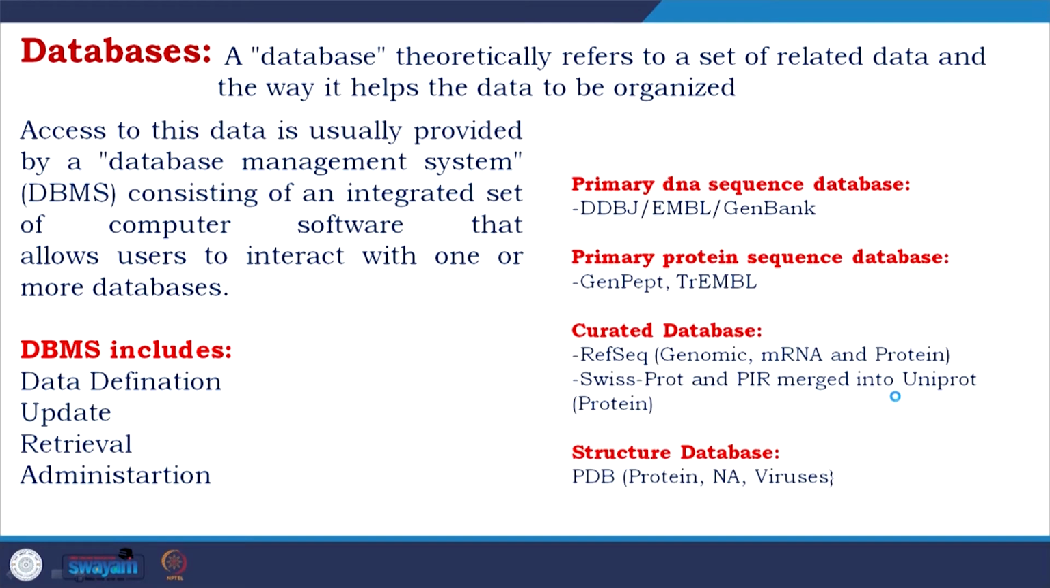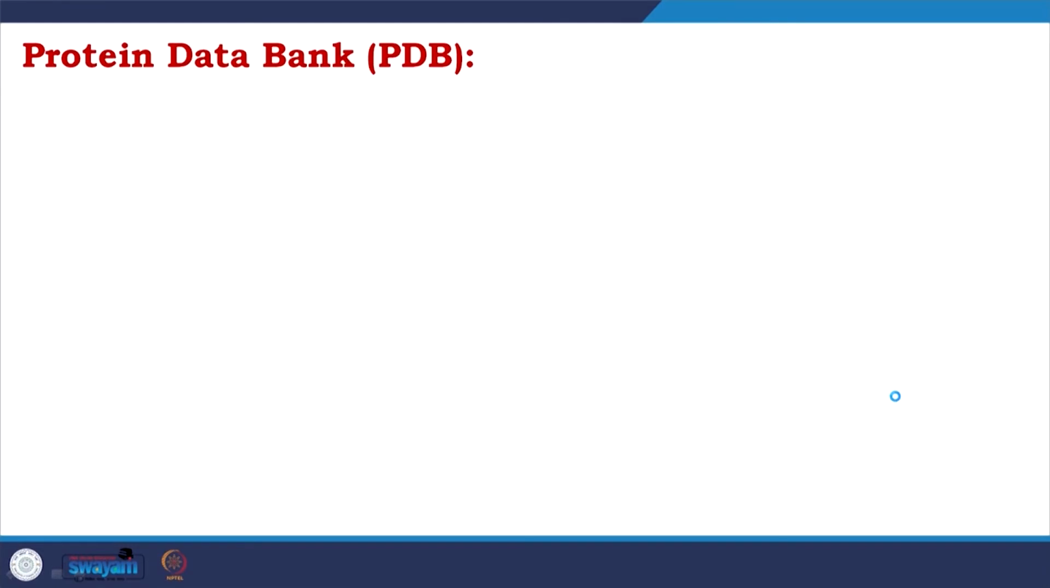A few examples of databases: primary DNA sequence databases, DDBJ, EMBL, GenBank; primary protein sequence databases, GenPept, TrEMBL; curated databases, RefSeq for genomic, mRNA and protein data; SwissProt and PIR merged into UniProt, which we are talking about, where proteins are; and the structure database PDB, where protein, nucleic acid and viruses are. If I get the opportunity in future, I would want to talk about databases, but not in this course.